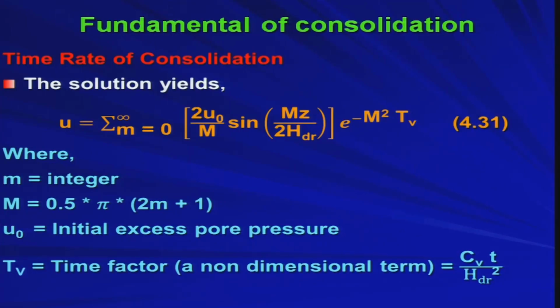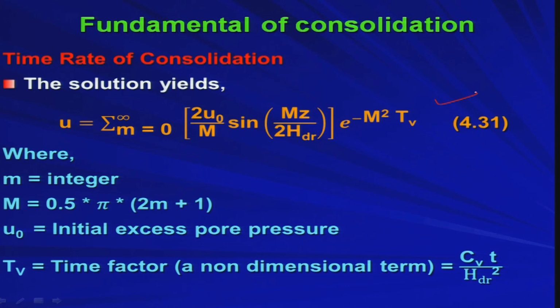Welcome back. In the last lecture we were discussing the consolidation phenomenon, and we derived the 1D consolidation equation. The solution yields this expression, equation 4.31, which we established in the last lecture. From this equation you get the excess pore water pressure at any point of time and at any location along the thickness of the deposit.